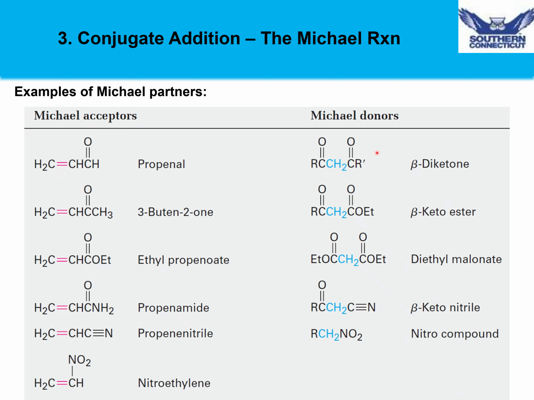So there's a few examples shown here. We have a diketone, a keto ester, a diester, but we can use other compounds that are fairly acidic that can form an enolate or an enolate-like intermediate. So for example, we can have a ketone with a nitrile, one carbon, or actually two carbons away. And then we can use a nitro compound. So nitro compounds tend to be highly acidic. So you only need one single nitro functional group in order to make an enolate-like intermediate.